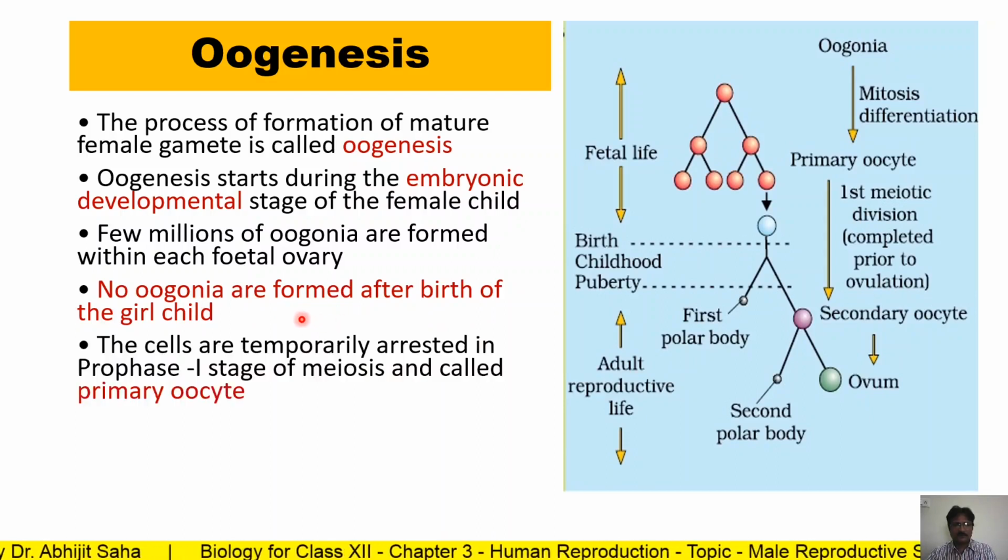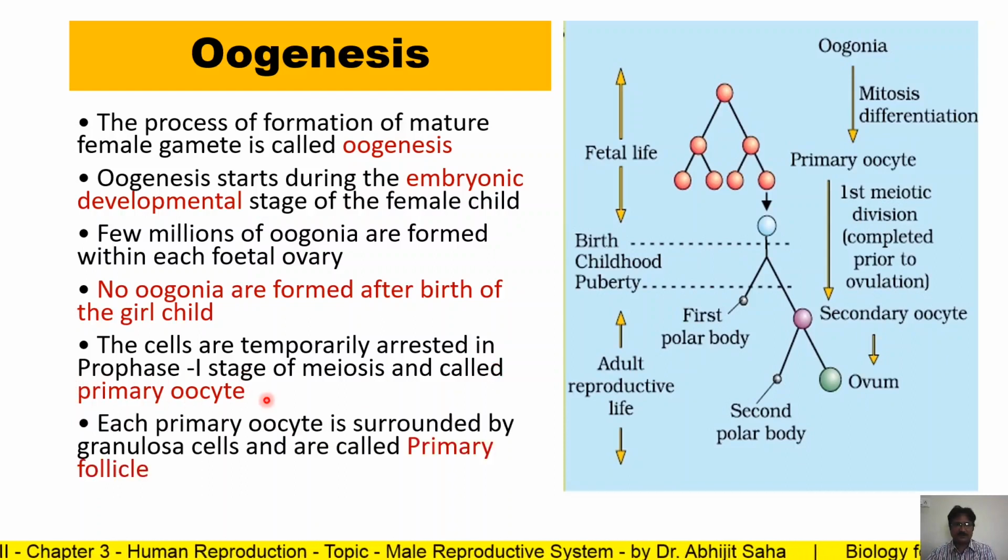Then what happens? These cells are temporarily arrested in the prophase 1 stage of meiosis, and these are called primary oocytes. So the child is born with the requisite number of primary oocytes. Each primary oocyte is surrounded by granulosa cells and is called a primary follicle.